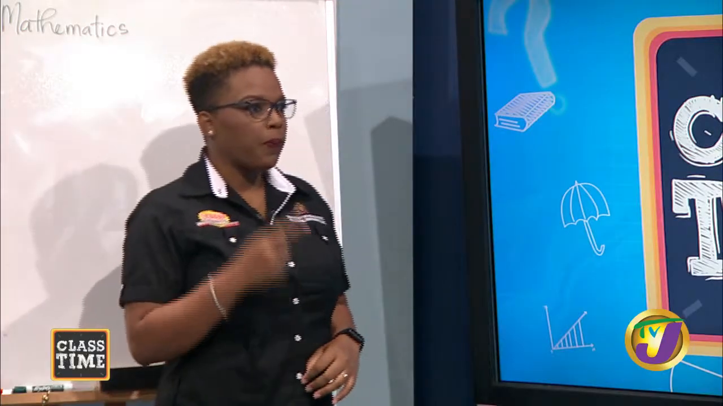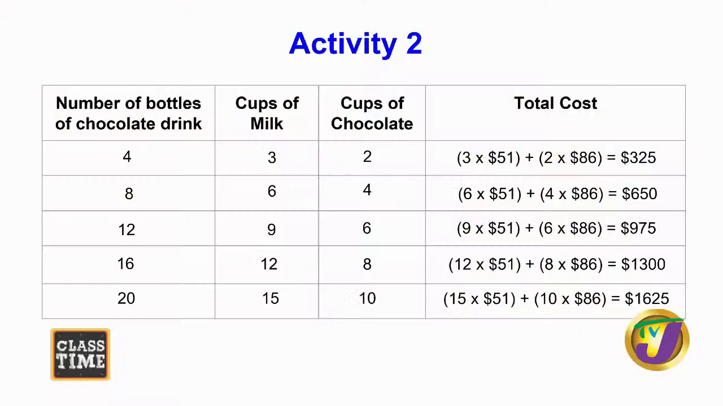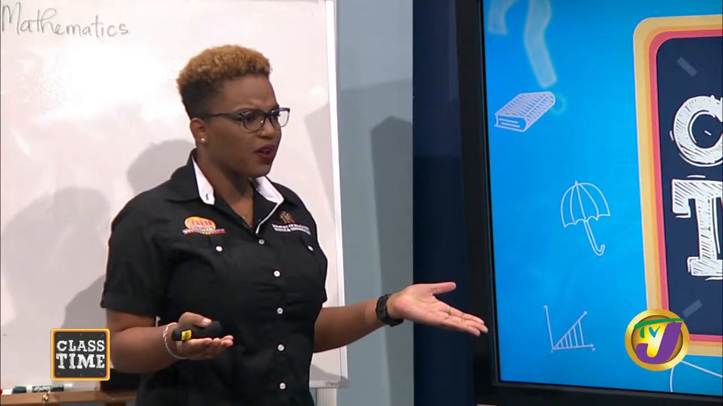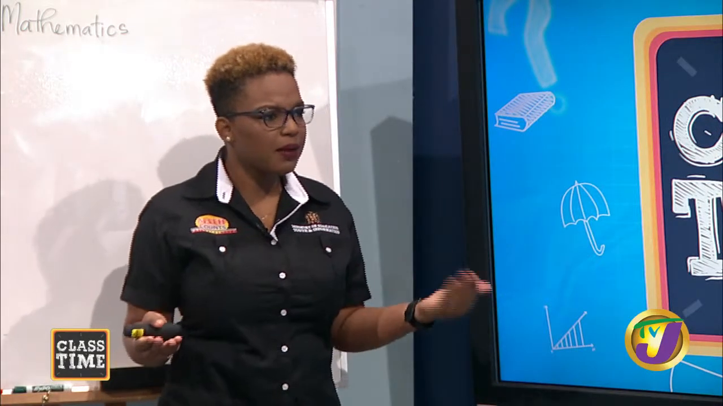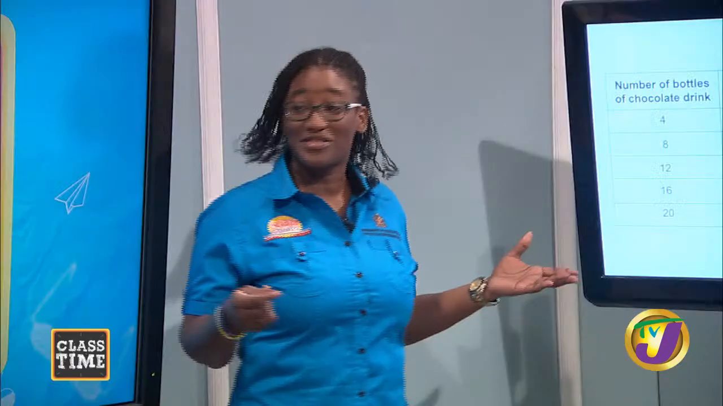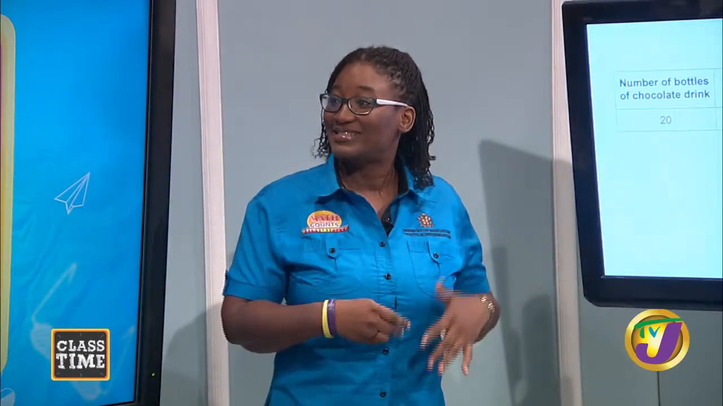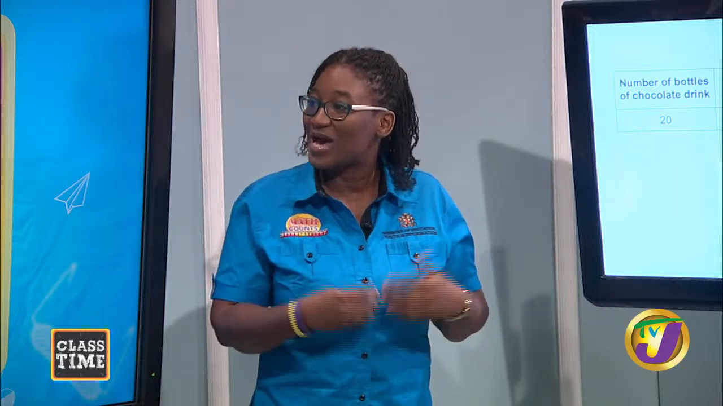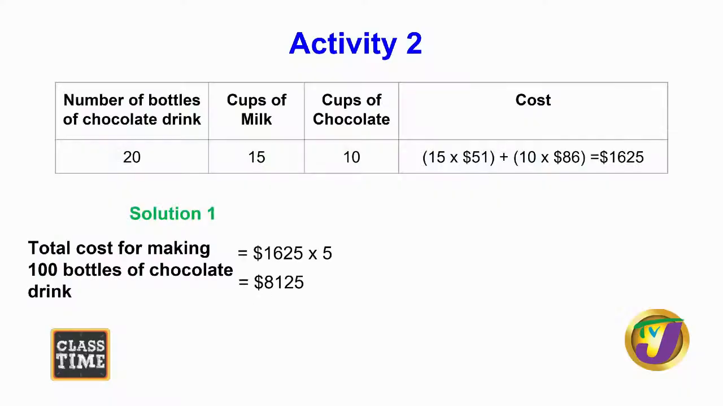All right, so we picked up on a pattern earlier, right? And now we're at 20 bottles of chocolate drink. But I know that 20 gives me 100 if I multiply by 5, which means 20 into 100 goes 5 times. So if I know the cost of making 20 bottles, then I can find 100 quick and fast. Just multiply that by 5. So if we know the cost for 20 bottles, then we can simply multiply by 5 to find the cost for 100 bottles.